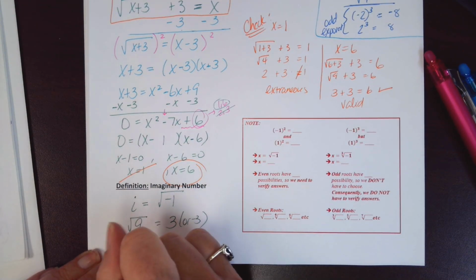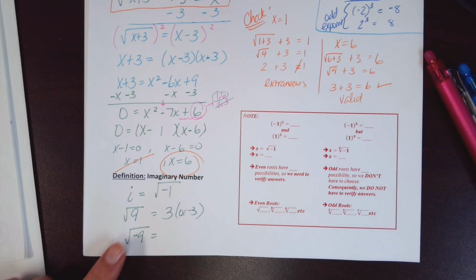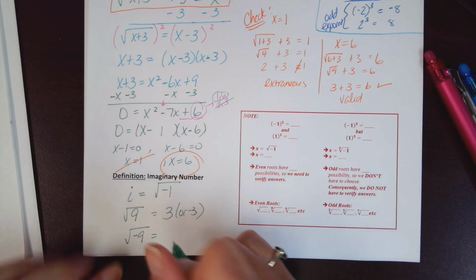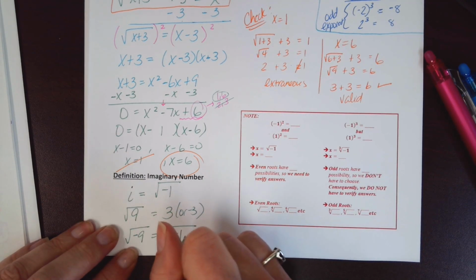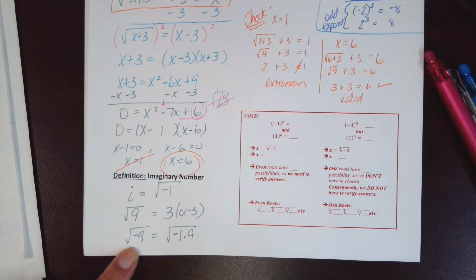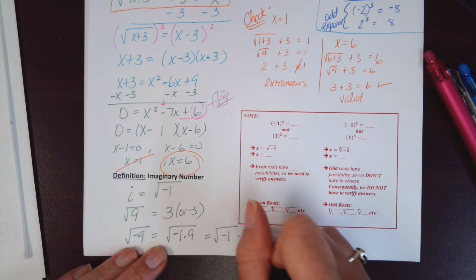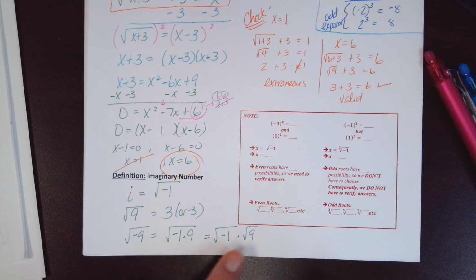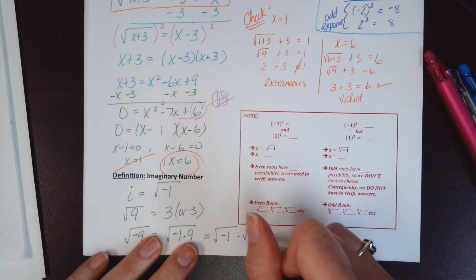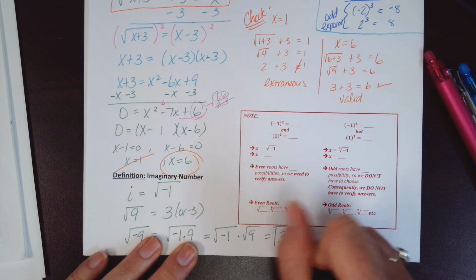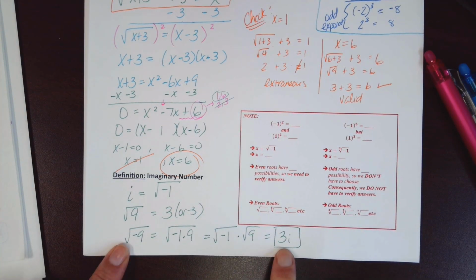But what if I have the square root of negative 9? Well, there's no number times itself that gives me negative 9. So I have to think about this as negative 1 times 9, and then I can evaluate those separately. The square root of negative 1 times the square root of 9. Well, the square root of 9 is 3. We define the square root of negative 1 as i. So the square root of negative 9 is 3i.